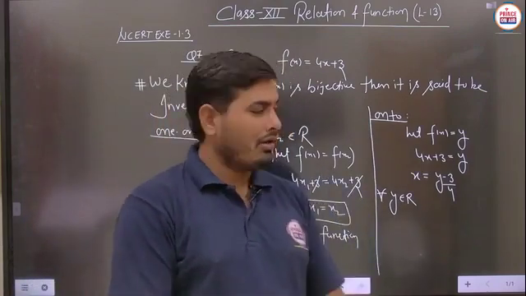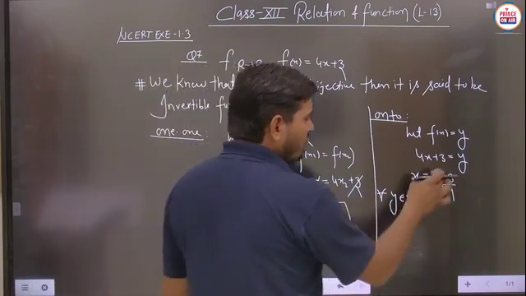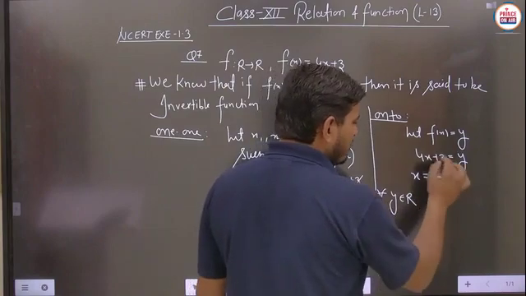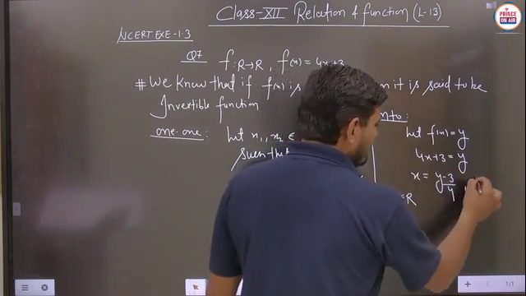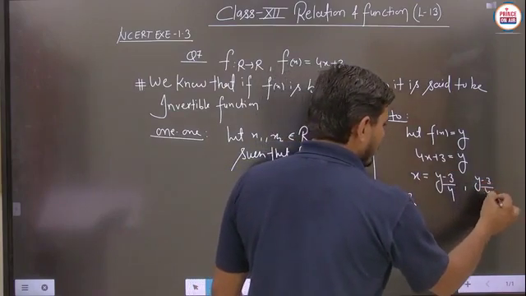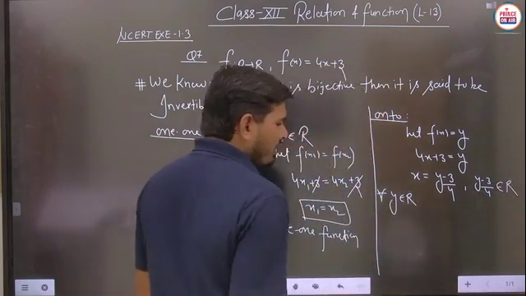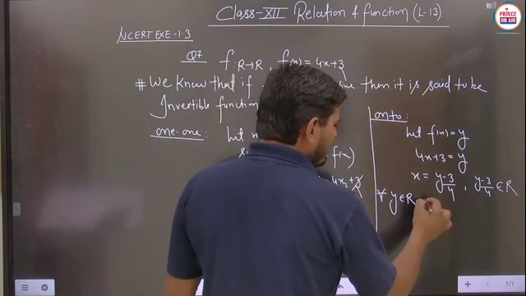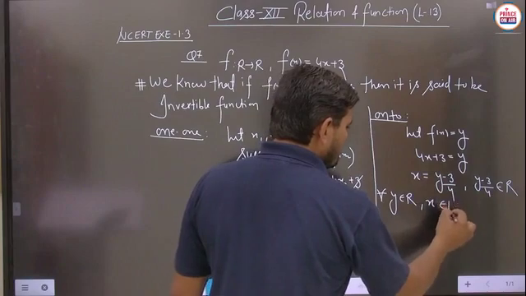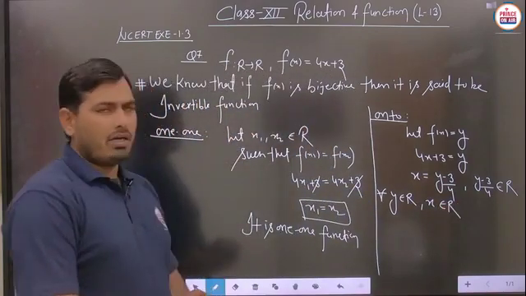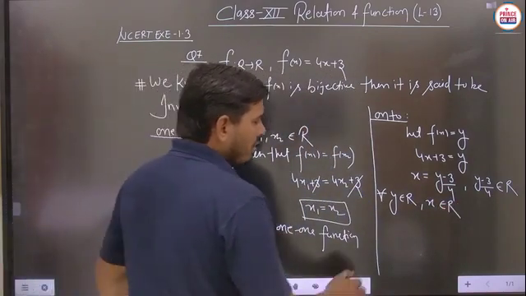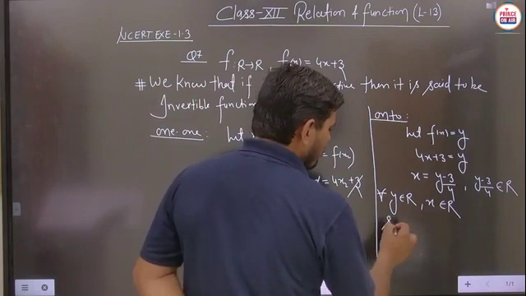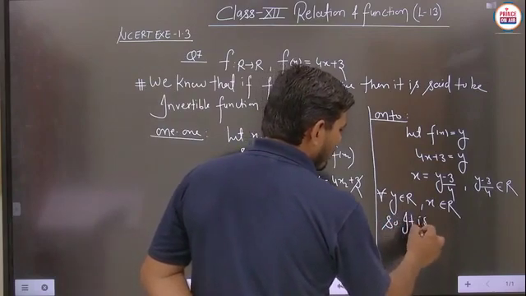Is it clear? So basically you can put any real number here, student. After the calculation, this (y minus 3) upon 4 will definitely belong to the real numbers. So for all y belongs to R, x will also belong to R. And in this situation, we can say that it is onto. So it is an onto function.